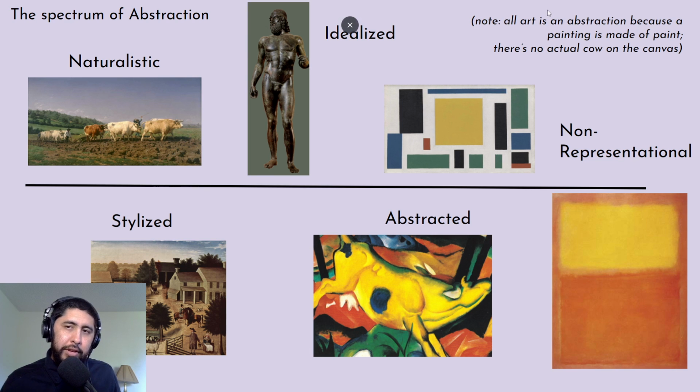So I have this note here: all art is an abstraction, because a painting is made of paint. There is no actual cow on the canvas. So what that means is everything is an abstraction, because the only way this could be completely real is if you had these cows in a farm on this canvas, right? Obviously, that's not what it is. It's a bunch of really beautiful brushstrokes made to look like that.